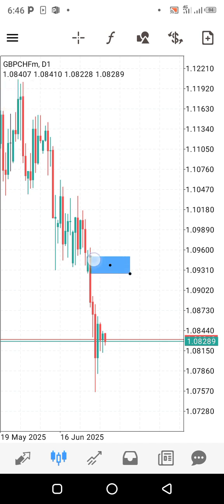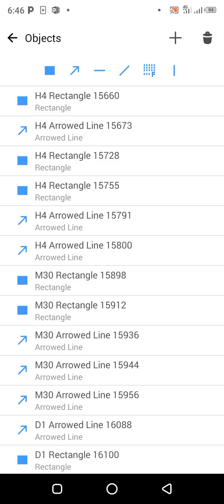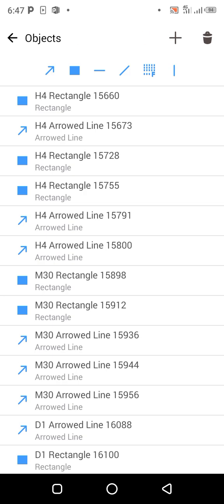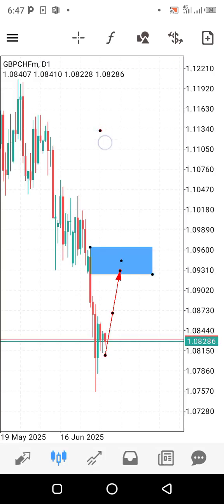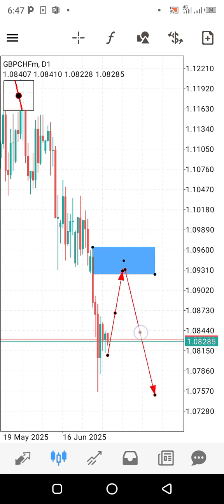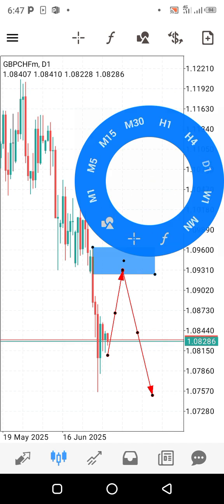You have a supply zone there. This is the first supply zone, so we may wait for price to pull back to that supply zone, and then we can take our sells from there. Okay, nothing new. I just wait for price to pull back to that supply zone, then you take your sells from there.